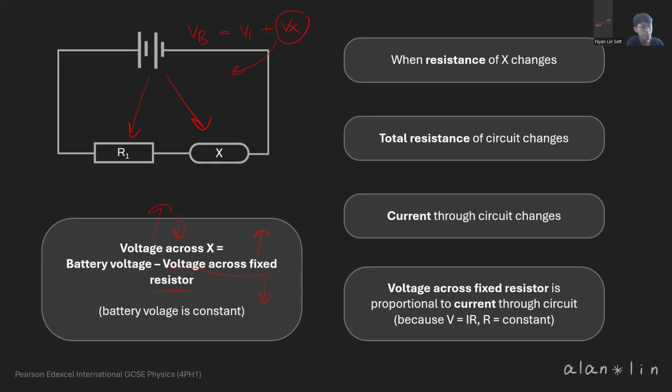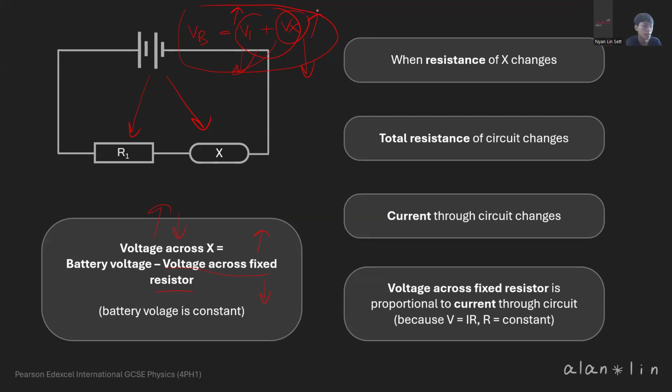When you're writing your explanations, you can simply write this. The voltage across the battery is equal to the voltage across the fixed resistor plus the voltage across the thermistor or the LDR or the variable resistor. You can just write that. And because it is a sum, if this guy goes down, this guy has to go up. You can just write like that.